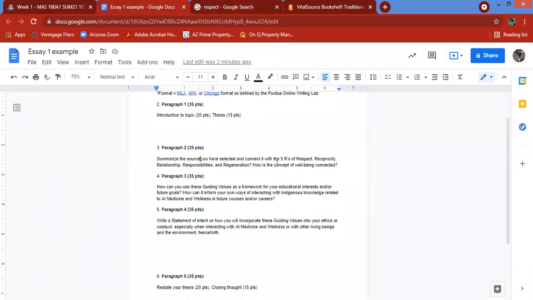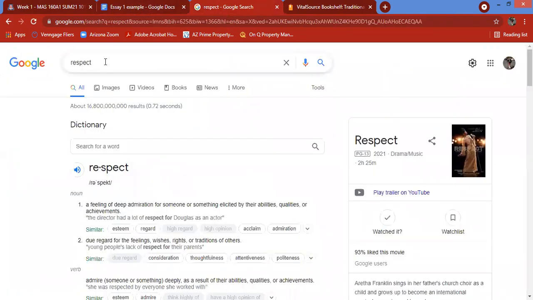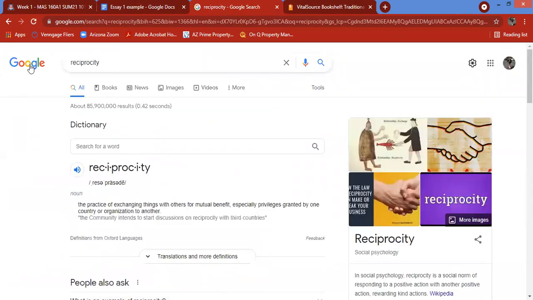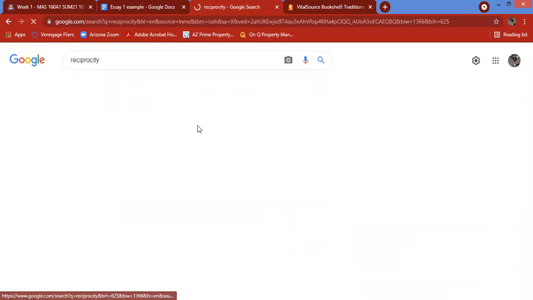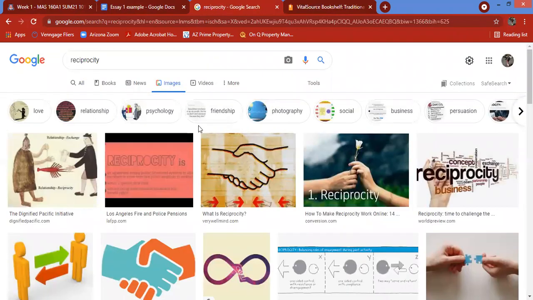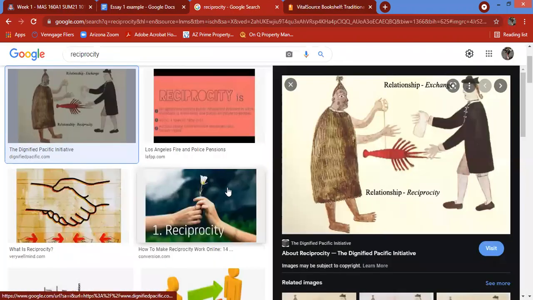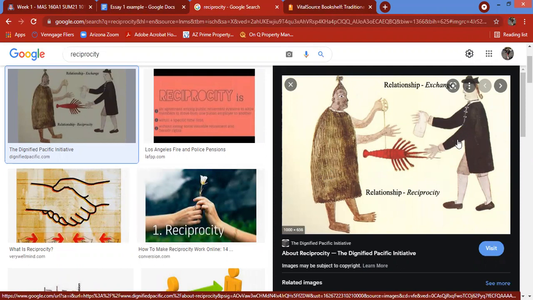The next R on here is reciprocity. So if we go ahead and Google reciprocity, you'll find here it's the practice of exchanging things with others for mutual benefit. So giving at the same rate that you receive. And if you notice, this is again for Western medicine or for Western peoples, this may only be human for human. There's a pilgrim, an indigenous person, he's giving him, I don't know, a piece of paper, and he's giving him a lobster.